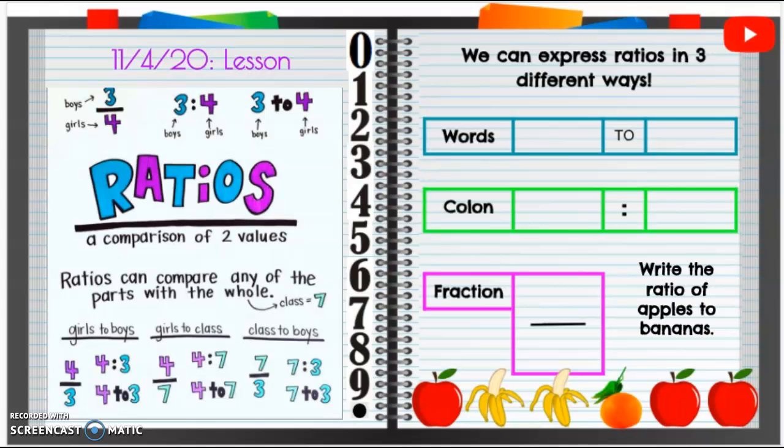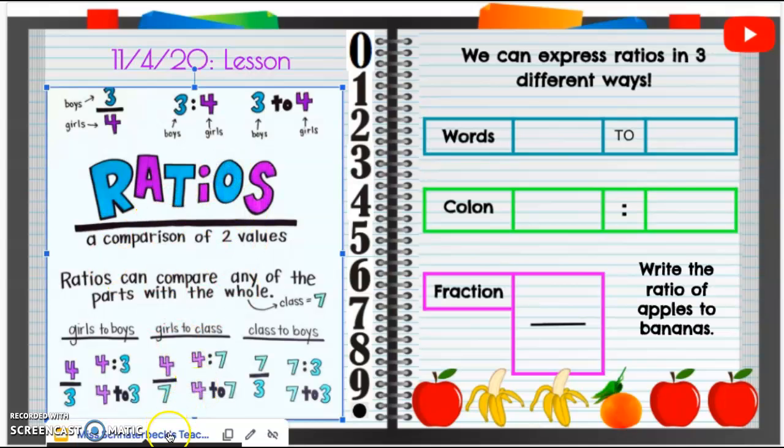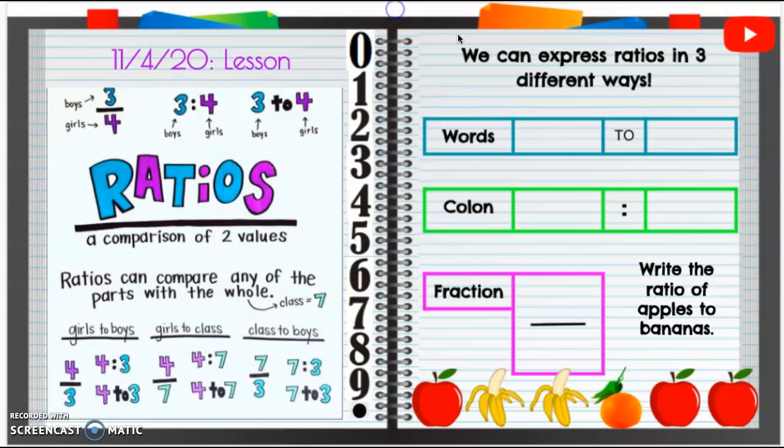November 4th, 2020 lesson. All right, so when we take a look at this lesson here, we're going to talk about ratios. A ratio is a comparison of two values or of two quantities. So here's kind of a poster over here. If you click on this poster, it will take you to the math notebook. But let's look over here.